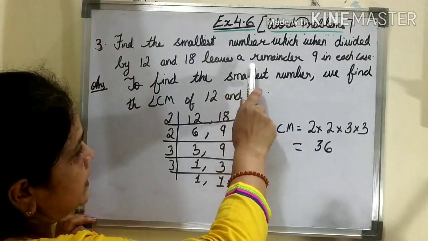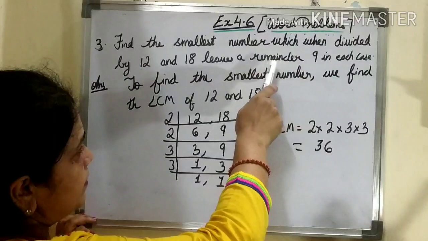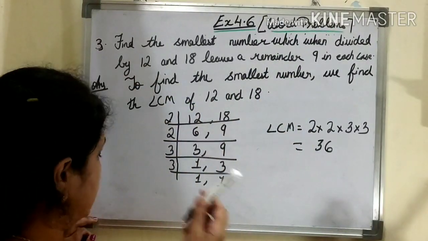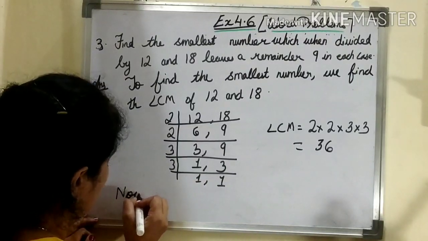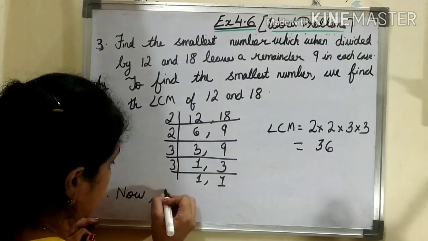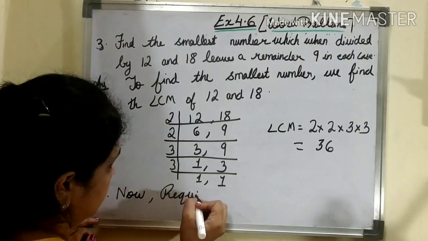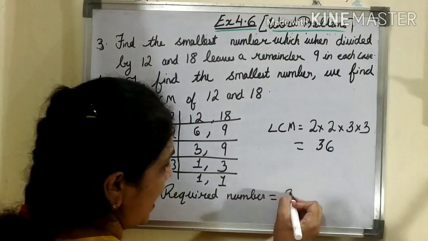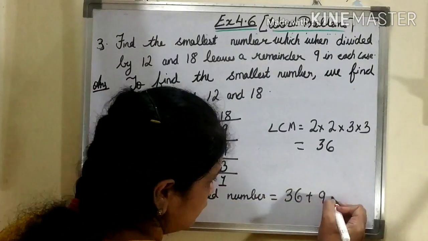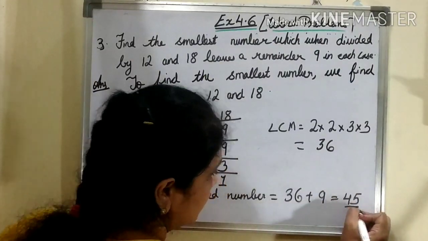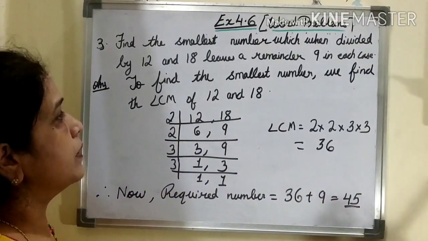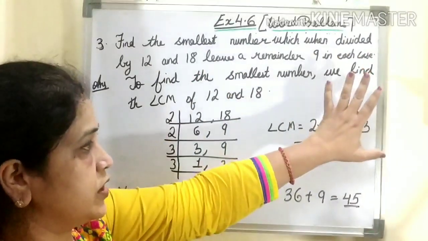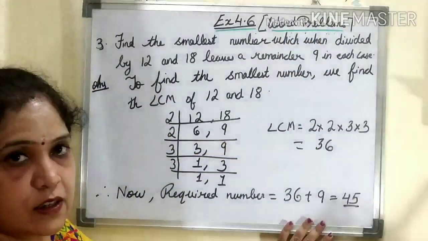Now it has been given that the smallest number, when divided by 12 and 18, leaves a remainder 9 in each case. Therefore, the required number: since it leaves the remainder 9 in each case, we have to add 9 to it, so it becomes 45. That means 45 is the smallest number which when divided by 12 and 18 leaves a remainder 9 in each case. In this way we are going to solve this question. Okay.